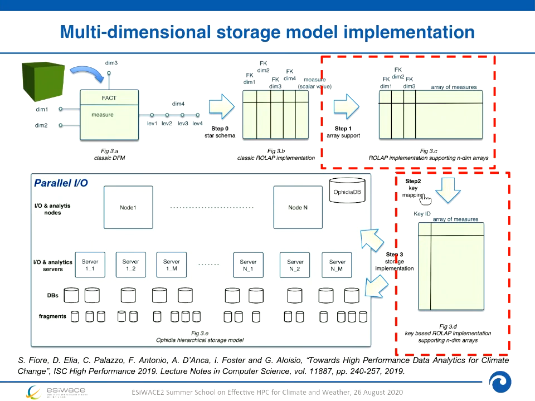The second step of this evolution concerns the mapping of the remaining n dimensions into a single key attribute. So the resulting table will just have two columns: the unique identifier, which associates all the explicit dimensions to the related array, and then the binary array. At this point, we can think of this as a very long table with all the data cube values. Ophidia horizontally partitions this into multiple fragments and distributes them over the I/O and analytics servers, exploiting a hierarchical approach.